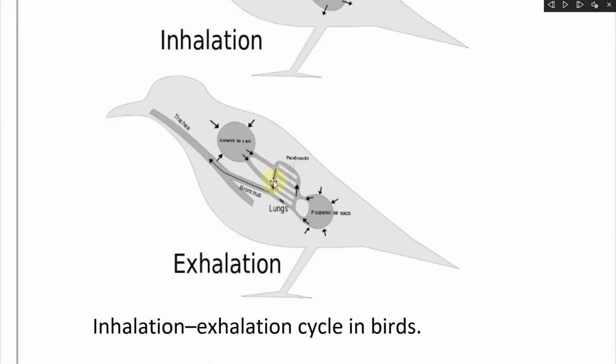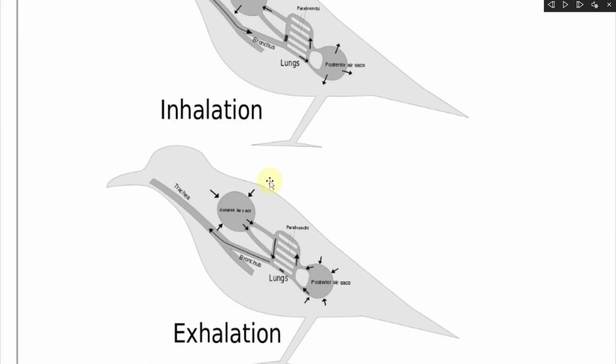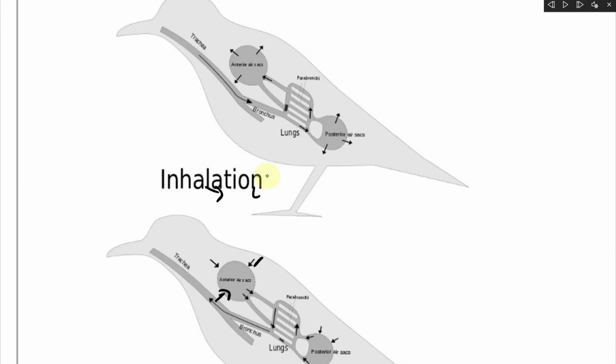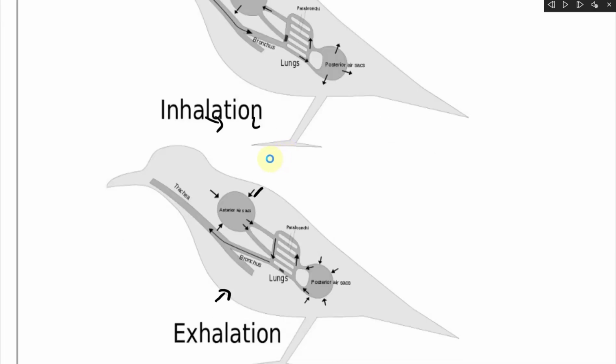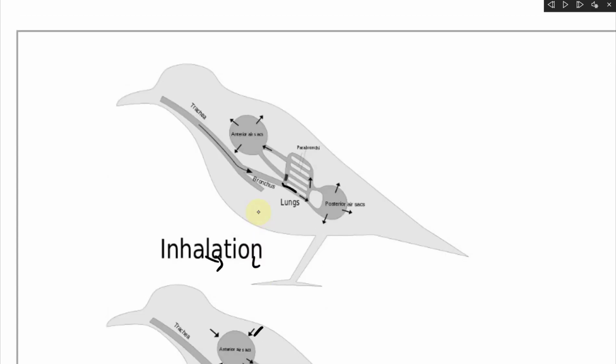And then in exhalation, the muscles contract, so it wants to push the air out of the air sac. There's an anterior air sac at the front, and then you have the posterior one. The muscles contract here, pushing the air out, and the air still cycles across this way. But notice here, as it's breathing in, this is blocked off, so the air is just going all through that.